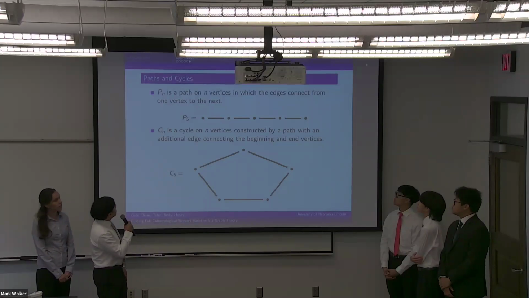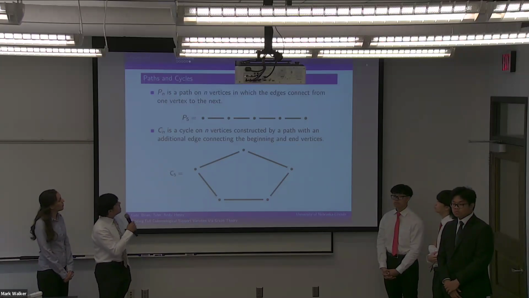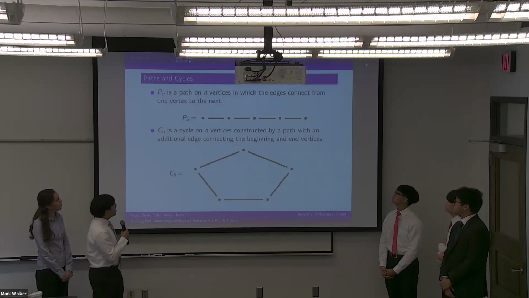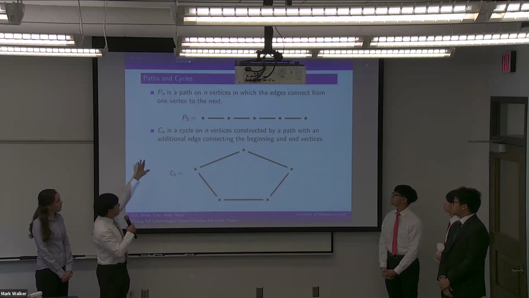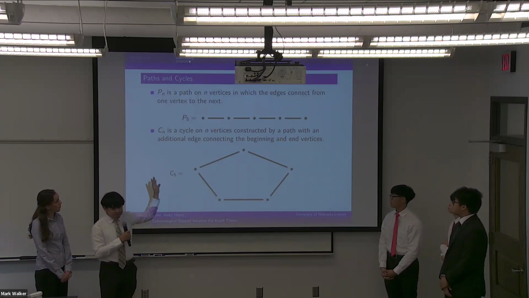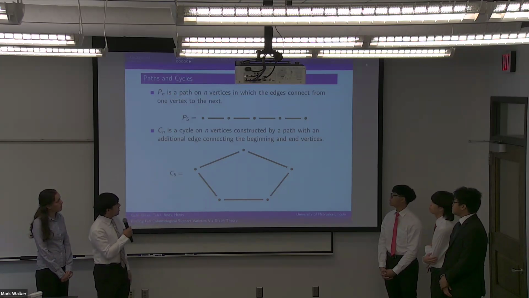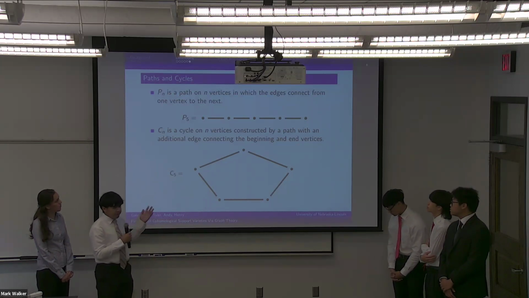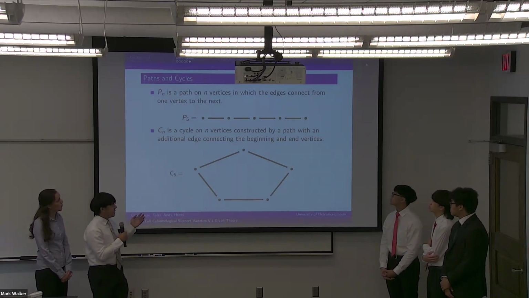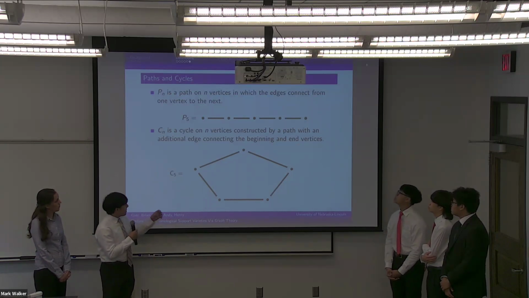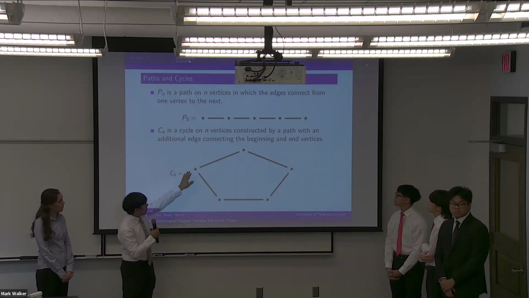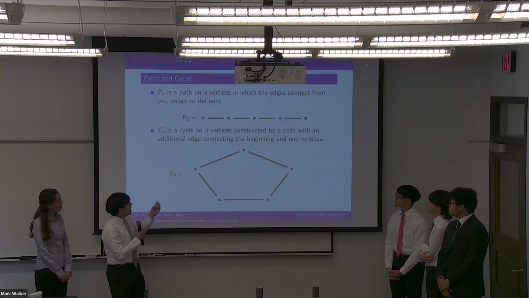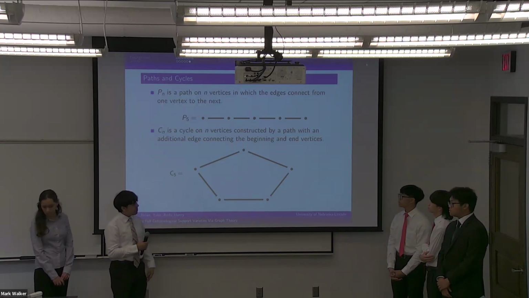Okay, so how do we define paths and cycles? P of n is a path of n vertices, in which the edges connect from one vertex to the next. P5, which there's an example up there, consists of 5 vertices with 4 edges connected between the vertices. While C of n is a cycle on n vertices, constructed by a path with an additional edge connecting the beginning and end vertices. So let's take, for example, this vertex right here. If we were to connect it all the way around back to itself, it would have an additional edge, which would make it a cycle.